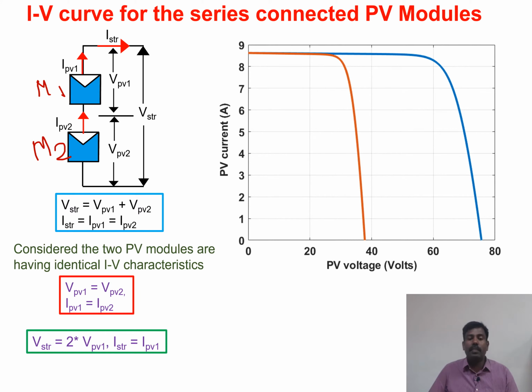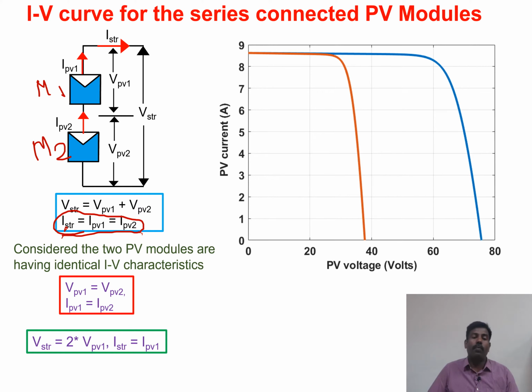If they are connected in series, then we know the string current, I string, will be equal to IPV1 and also equal to IPV2, because the current in a series circuit is the same. So I string is equal to IPV1 equal to IPV2.